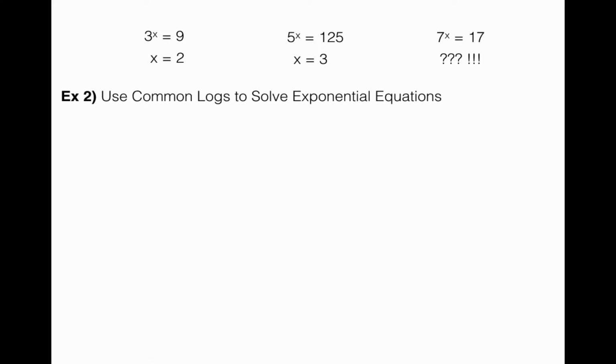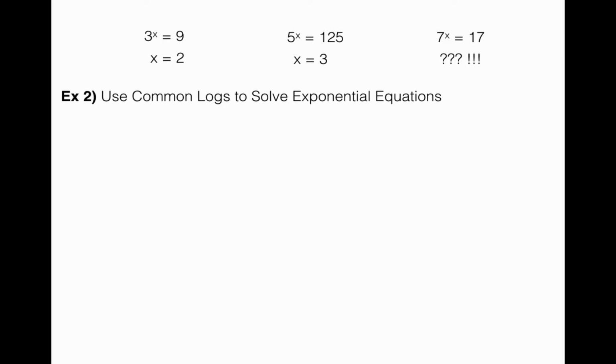All right, so how about if I give you 3 to the x equals 9? Well, we know what the answer is, right? It's 2. And what if I give you 5 to the x equals 125? Well, again, you should remember what this one is. x equals 3. Well, what about 7 to the x equals 17? Right? No, not going to happen. So, we can use common logs to solve exponential equations.